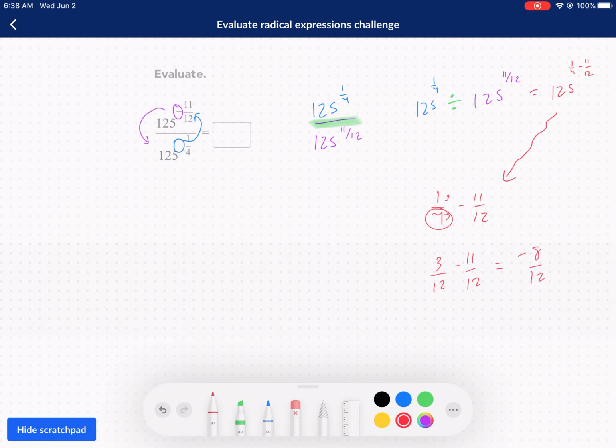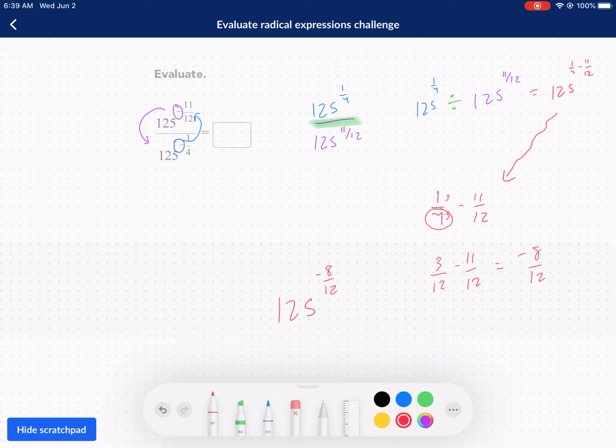Okay? So step 1, negative exponents. Here, change to positive exponents. Boom, done. Then change the fraction to division. Use our power rules, which are subtraction when you use division of like bases. So now we have 125 to the negative 8 over 12 power.